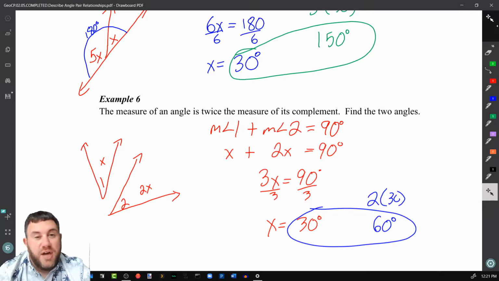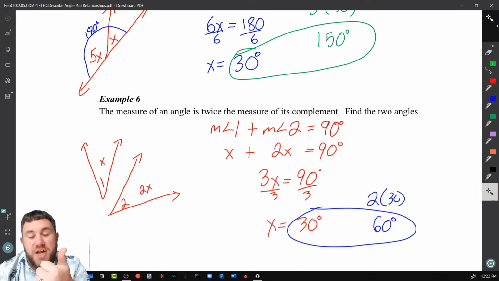So that's it for our angle pair relationships. We will get more into what we can do with these angles. So just to recap, complementary angles add up to 90. Supplementary angles add up to 180. Adjacent angles share a side and a vertex, but don't overlap. Then a linear pair is two angles that are adjacent and create a straight line pretty much. And finally, vertical angles, when two lines intersect, they're the ones that are across from each other.